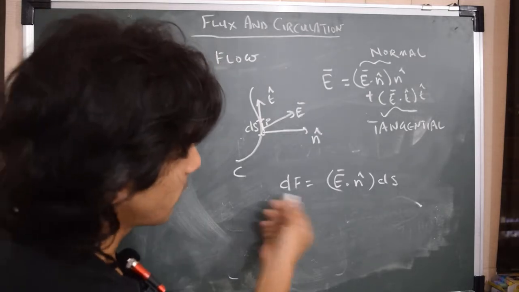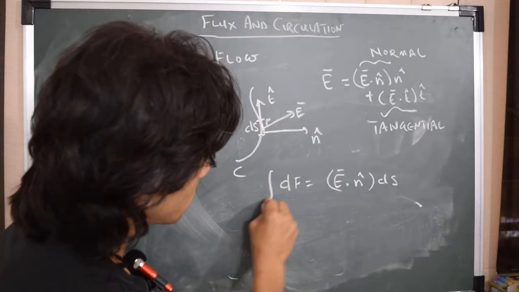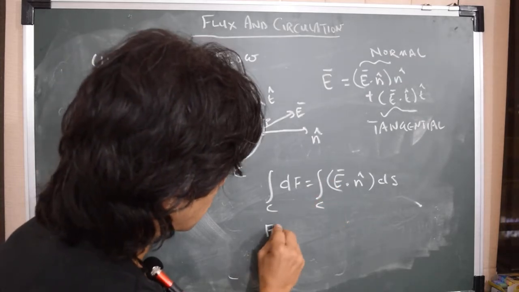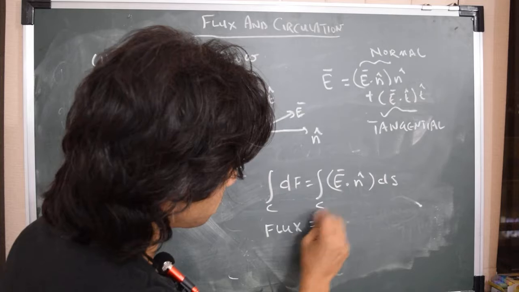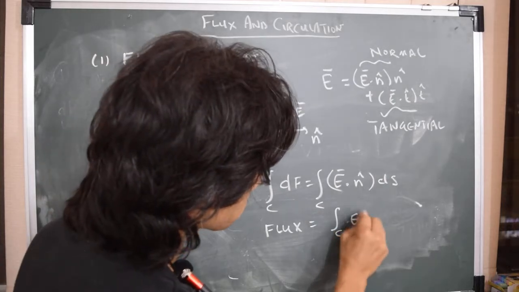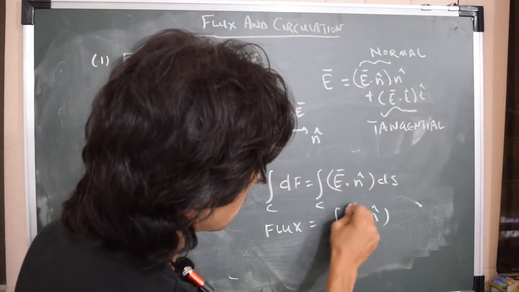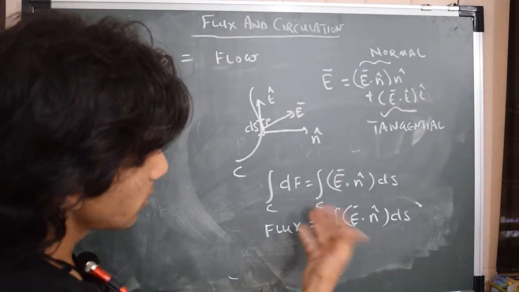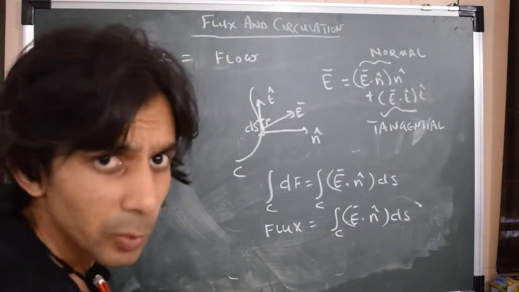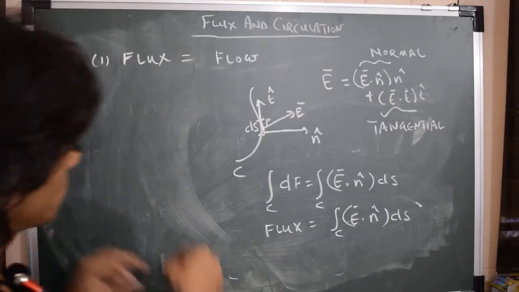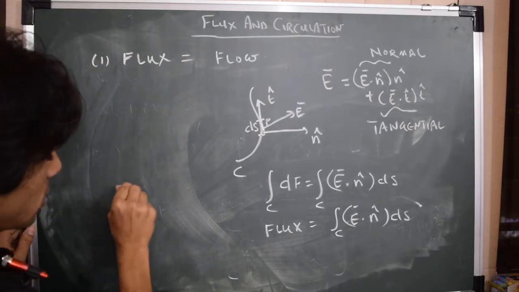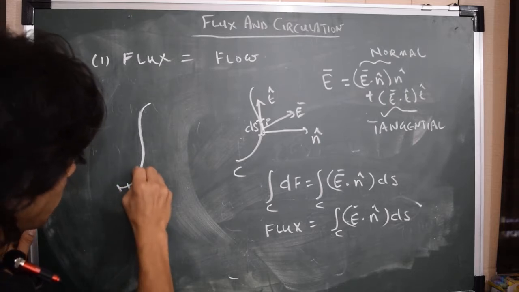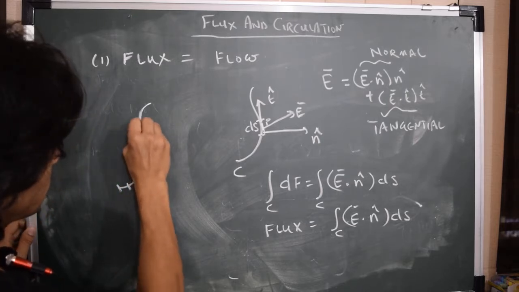So that's infinitesimal flux, and if we integrate this along the curve C, we get the total flux through the curve C, which is essentially this. One way to think of this is, it's just a one-dimensional integral. If I repeat this curve here, what we're doing is breaking it down into small segments like this.